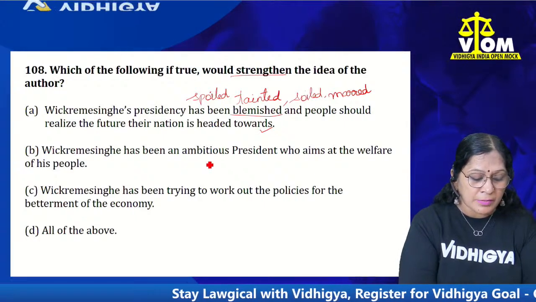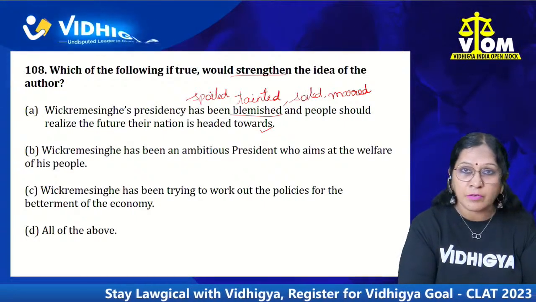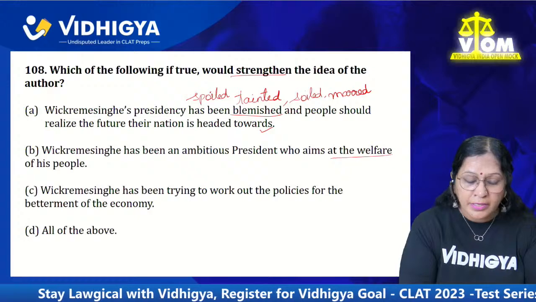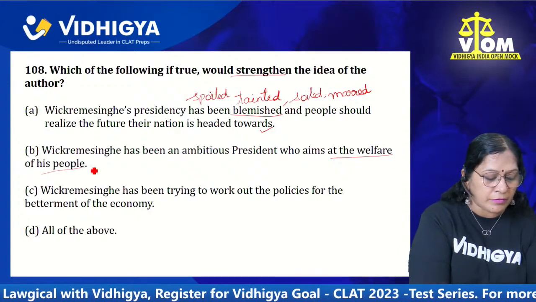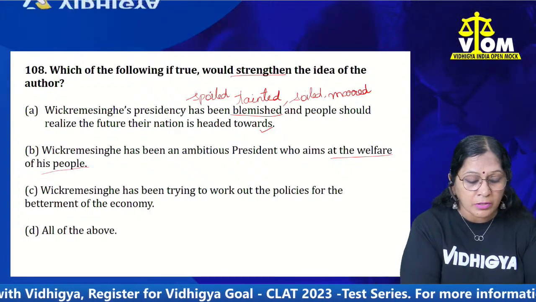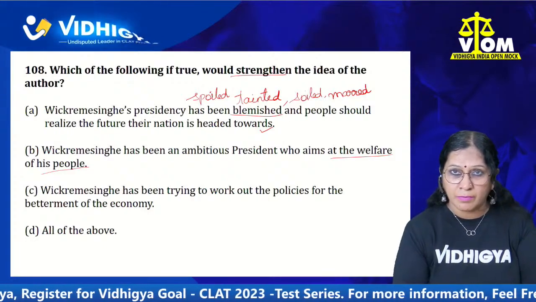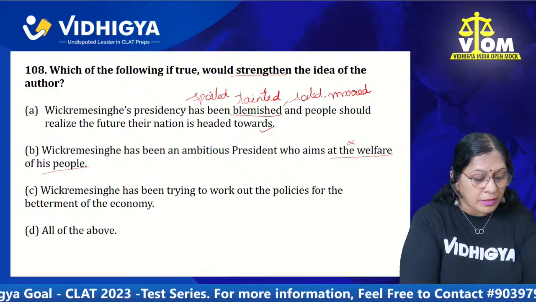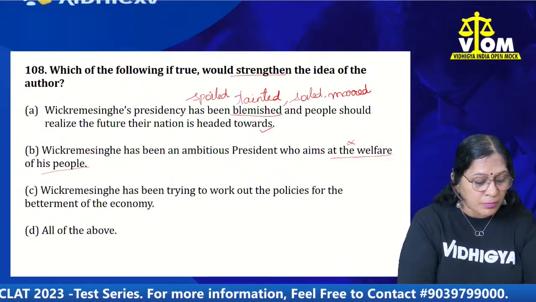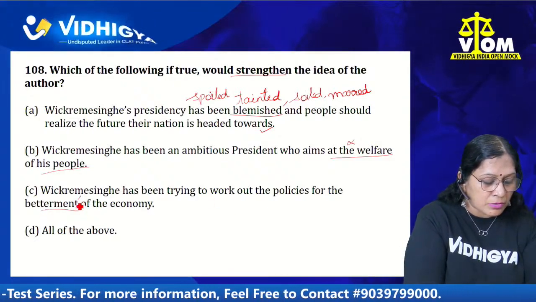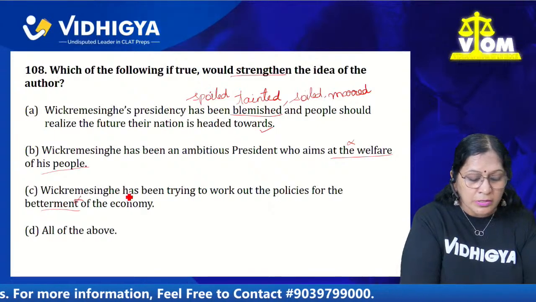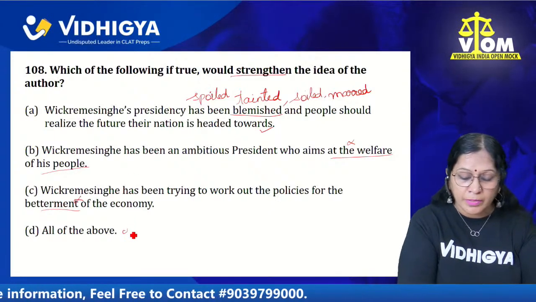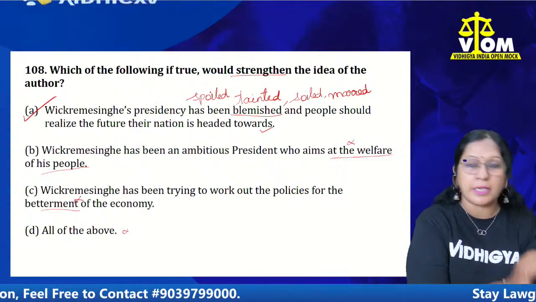Vikram Singhe has been an ambitious president who aims at the welfare of his people. Did we find anything relating to the welfare of the people? Or was the author very positive about that person? Not exactly. Vikram Singhe has been trying to work out the policies for the betterment. Again, this is ruled out. And because this is ruled out, all of the above cannot be the answer, and hence we have A as the answer.